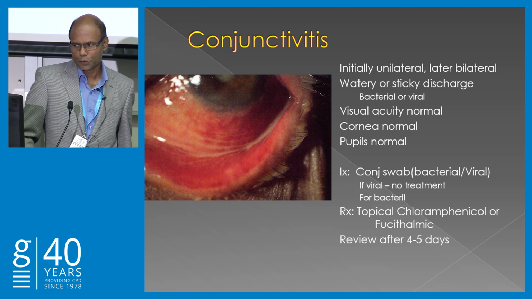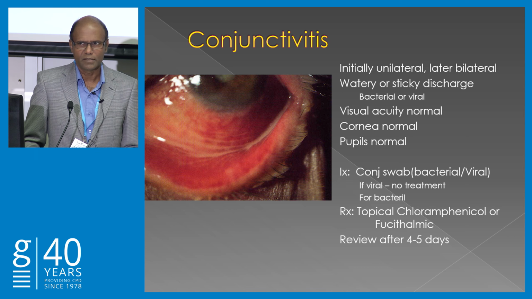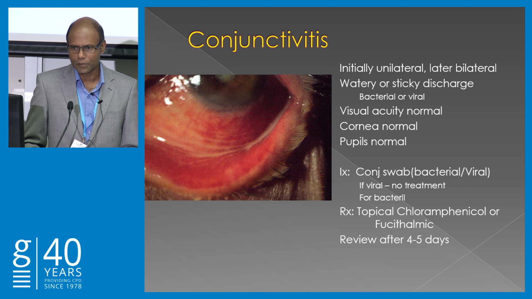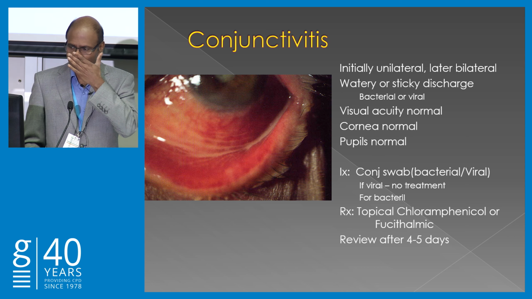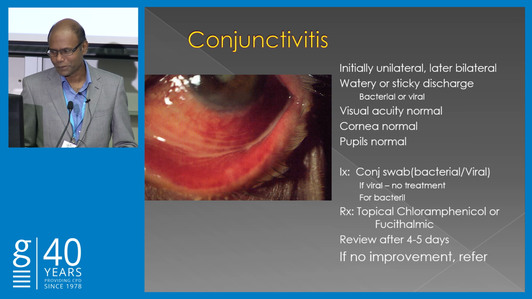So what you do is take a swab. If you are very sure, probably not necessary, but if you are in doubt, take a swab, bacterial and viral. Nowadays with PCR, the results are there in three days, so you can deal with that. Of course, you are not going to give anything specific for viral conjunctivitis, but for bacterial, either chloramphenicol or fusidic acid eye drops would do. Okay, I had to rush a little more.